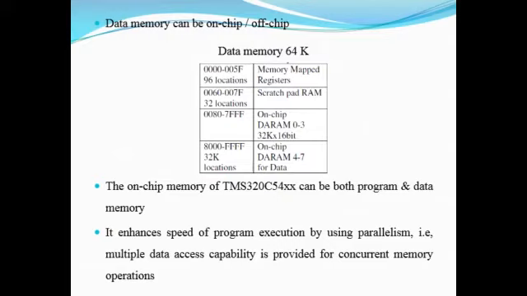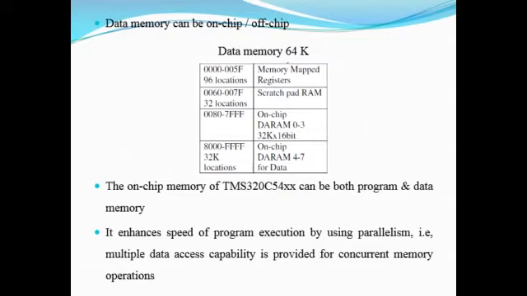So this is the data memory, which is separated into memory-mapped registers and scratch pad RAM, then on-chip RAM for data. The on-chip memory of this processor can have both program and data memory. We have already considered that earlier. The on-chip memory of TMS320 can be for both the program and the data, and it enhances the speed of the program execution.